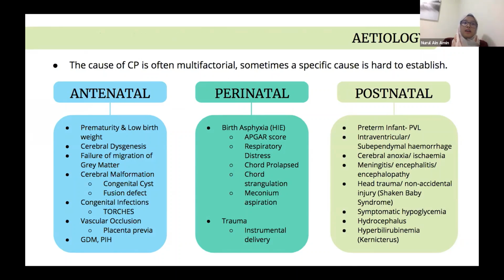So in antenatal, the most common cause is the prematurity and low birth weight. It is usually associated with periventricular leukemia or even intraventricular hemorrhage, and that's how it can lead to CP for cases in prematurity and low birth weight. Basically, it takes about 80% in CP. And then we have perinatal at 10% and postnatal at also 10%.